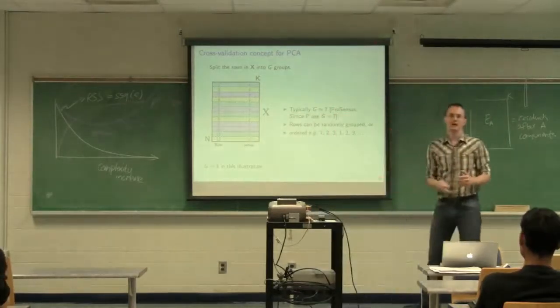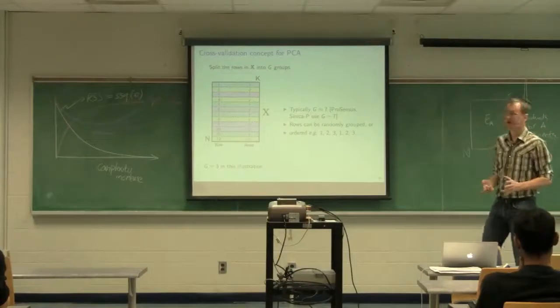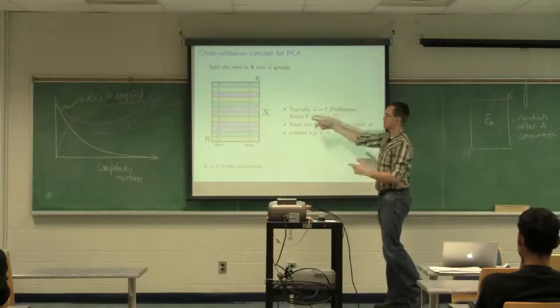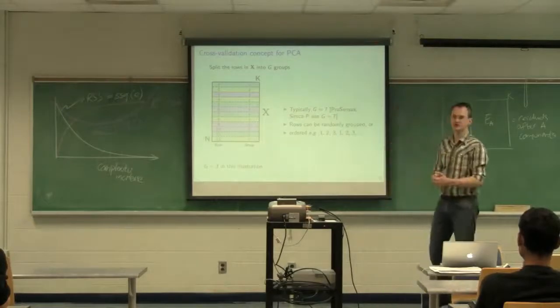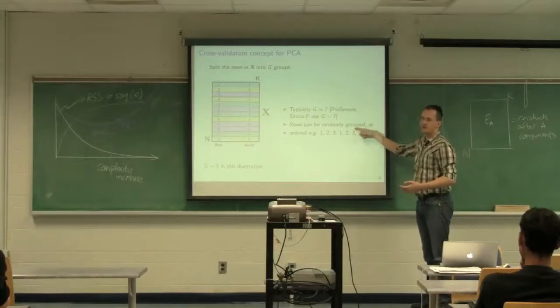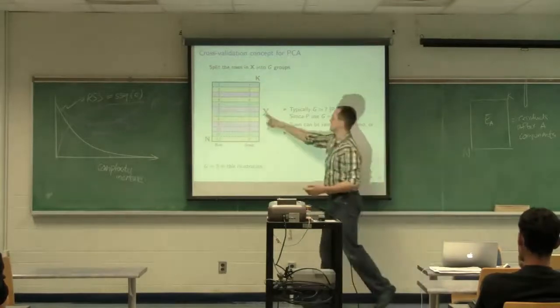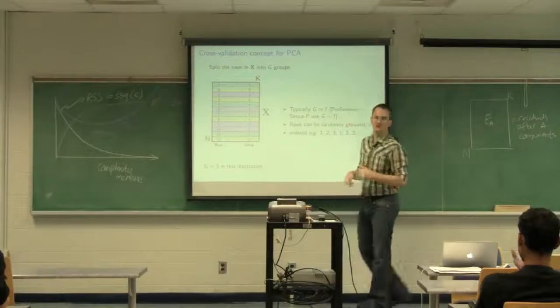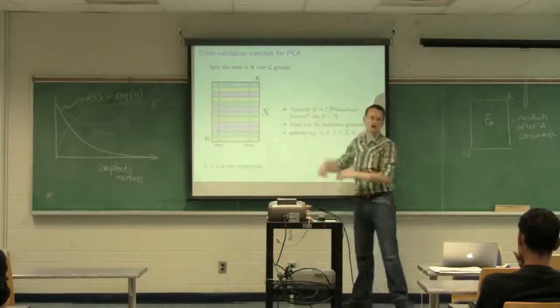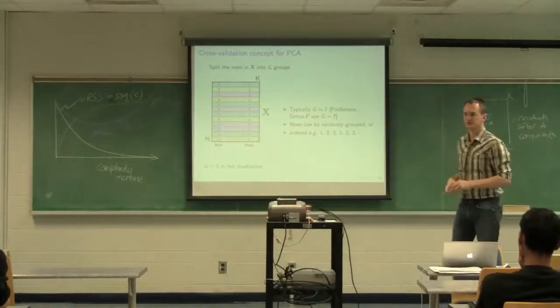So split your data into evenly sized groups, capital G groups, and usually we'll use seven groups, but for this illustration here, I'll just use three. You can order them, though it's preferred that when you decide on the grouping that you just randomly assign groups. Don't go 1, 2, 3, 1, 2, 3, 1, 2, 3, 1, 2, 3. Just randomly choose the rows going into different groups.